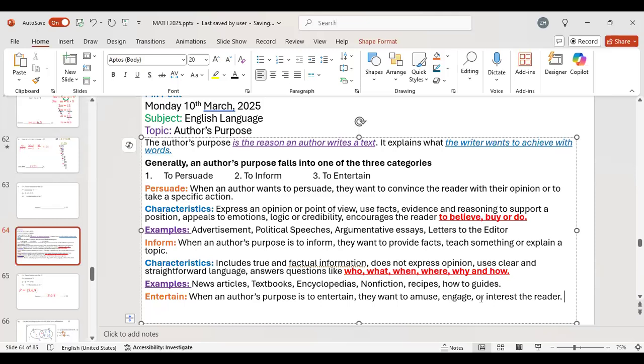All right. So when an author's purpose is to entertain, they want to amuse, engage, or interest the reader. So if they're trying to interest the reader, what sort of characteristics do you think they would have inside of it? If they want to entertain you, if they want to capture you, what would they do? They would make jokes. What else?